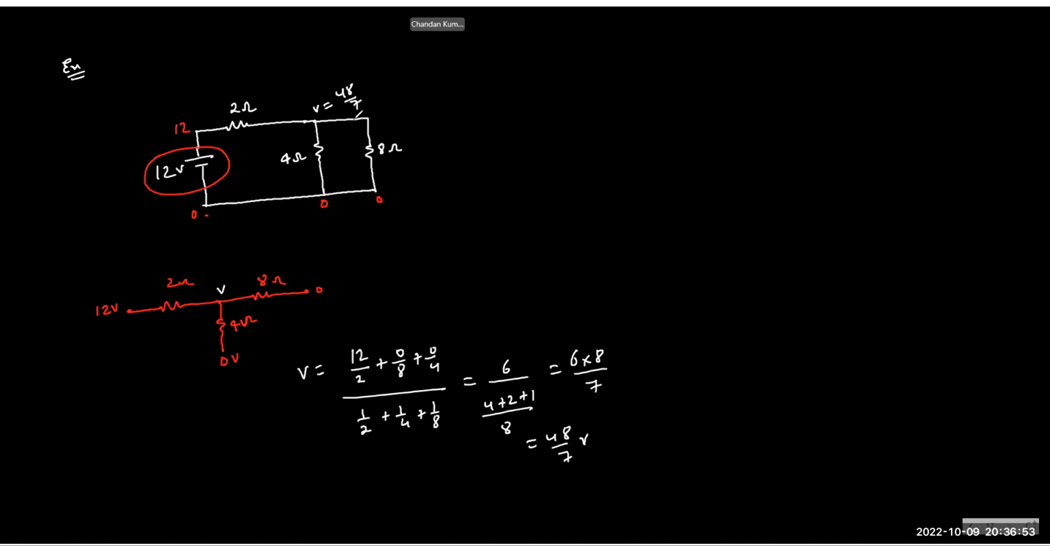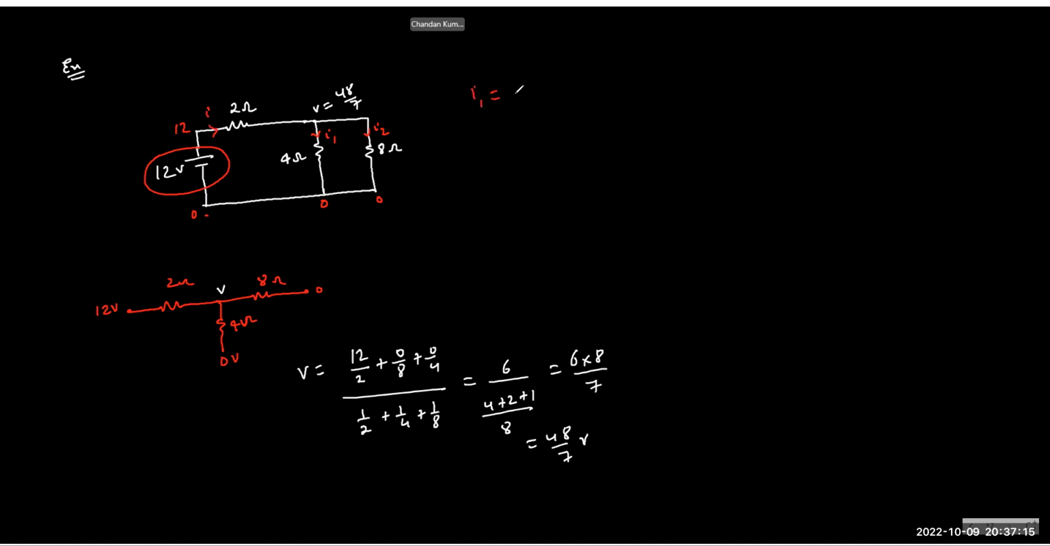Okay. So now if you want to find the current through this 4 ohm, or let's say the current through the 8 ohm, all questions can be solved just like this. Once you get the voltage, you can go back to the actual circuit, and let's say the current will go like this: I1, I2, and this way, I.